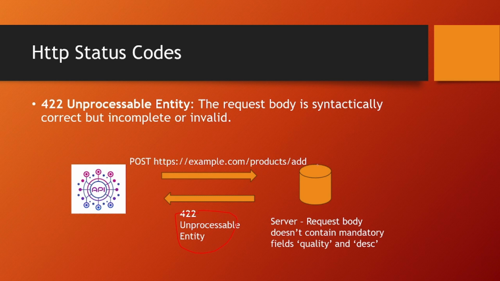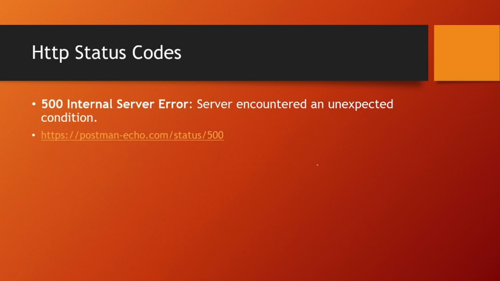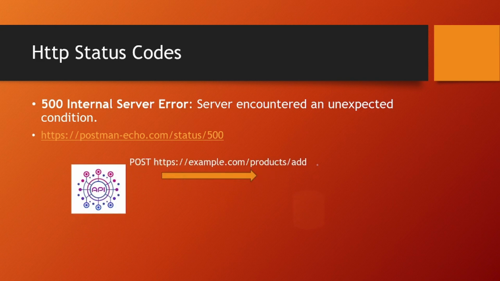So these were all about the 400 series. Let's come towards the 500 series. In the 500 series, the most common error which we see is 500 Internal Server Error. You may have seen this error quite often on various websites. This is the error when something is not good at the server's end. Whatever starts with 500 means there is an issue with the server.